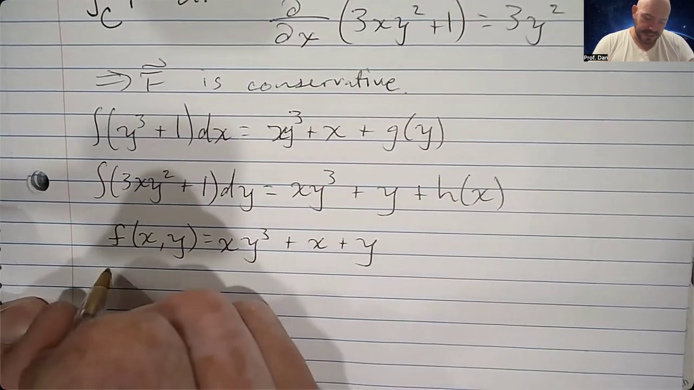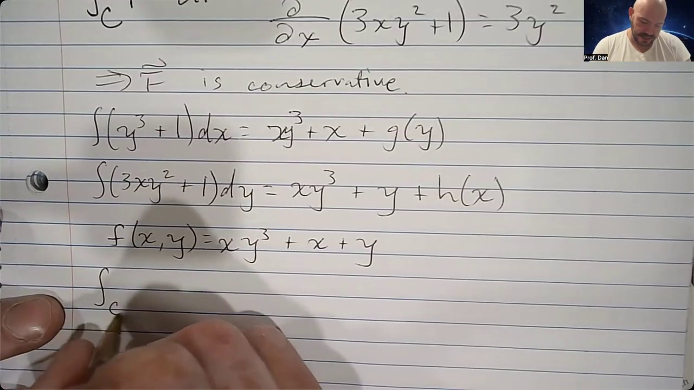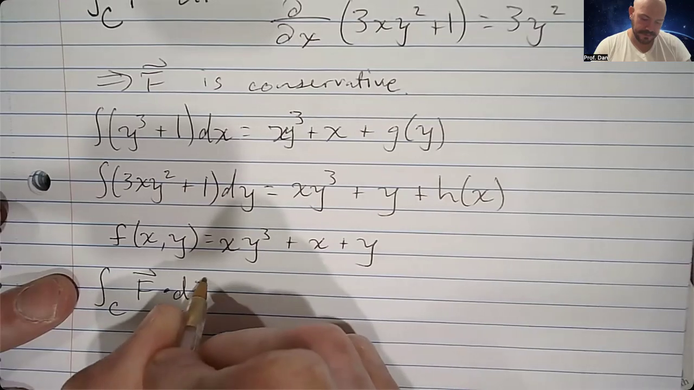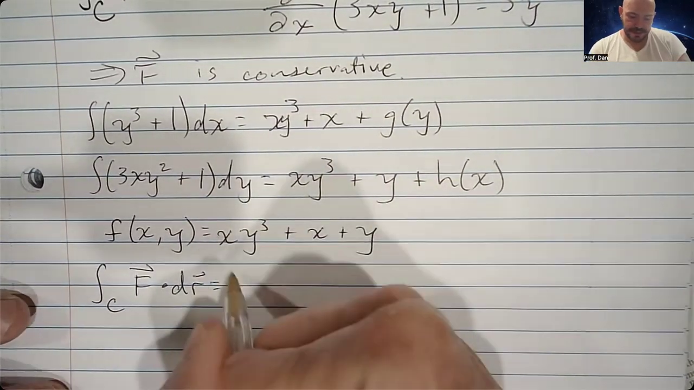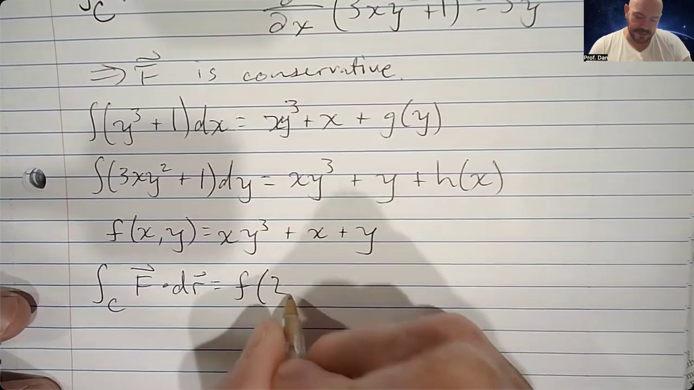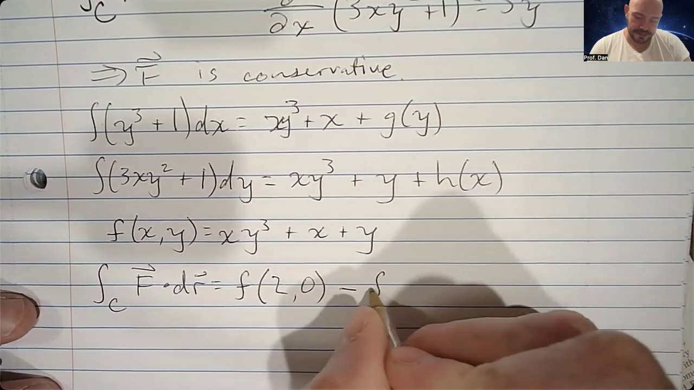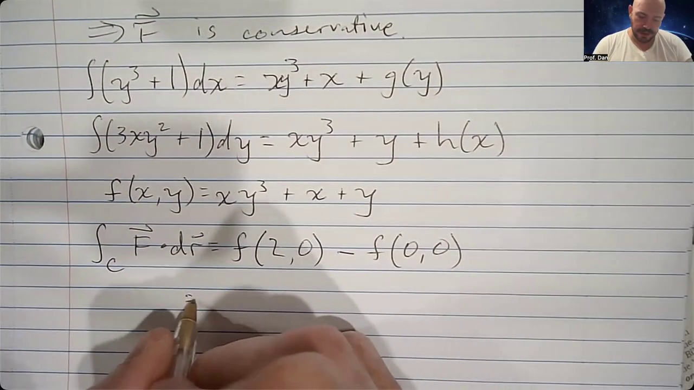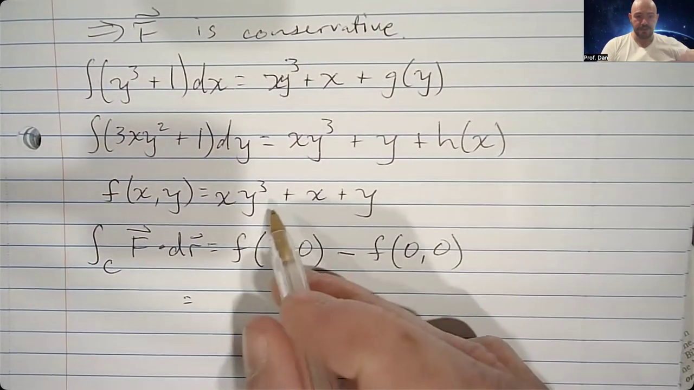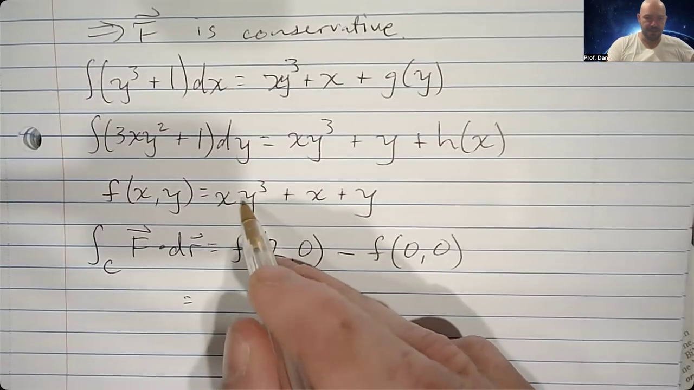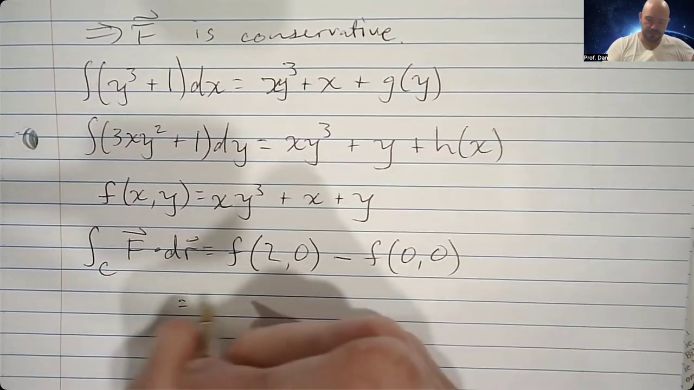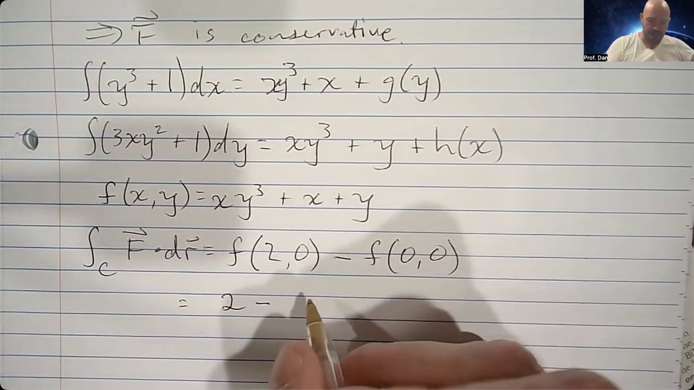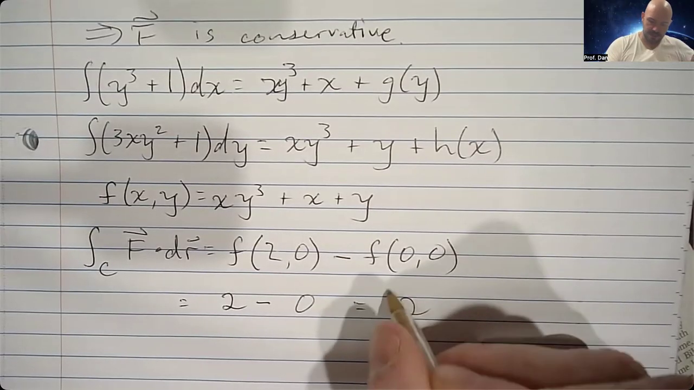So now that I've done that, I can say that the integral over the path C of F dot dr is equal to the potential function evaluated at my final point minus the potential function evaluated at my initial point. If I plug 2, 0 in, x is 2, y is 0, I get 0 plus 2 plus 0. Okay. If I plug 0 in for both x and y, I get 0. So my answer is 2.